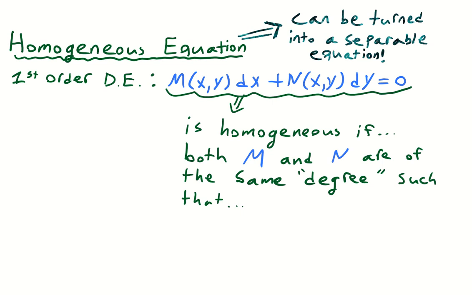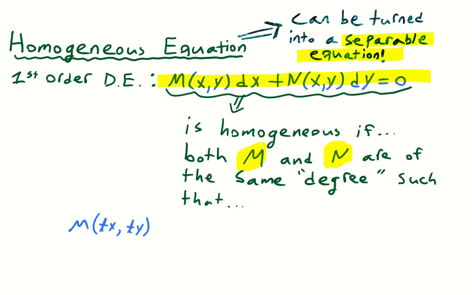A homogeneous equation is essentially a separable equation in disguise, because any homogeneous equation can be turned into a separable equation. If we have the first order differential equation M(x,y) dx + N(x,y) dy = 0, that's homogeneous if both M and N are of the same degree, such that you have the following situation. So for M, we have M(tx, ty).